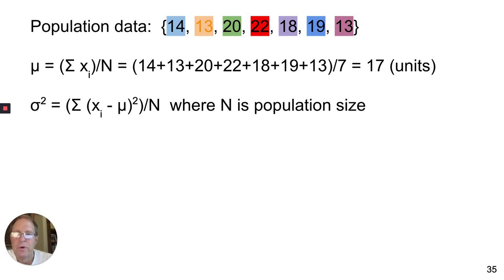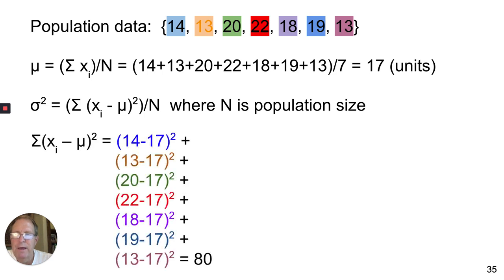So to do the write-up, I have something like this. I'm going to take all the summation parts of it. I'm going to take my 14 and subtract 17. I'm going to square that. Then I'm going to take the 13, subtract 17, and square that. And the 20 minus 17, and square that. So for each number in my data set, I'm subtracting the mean and squaring it. And then I add it all up together. I get an 80.